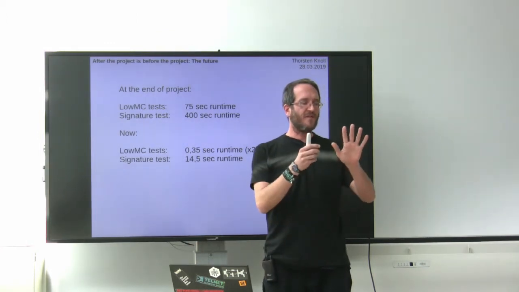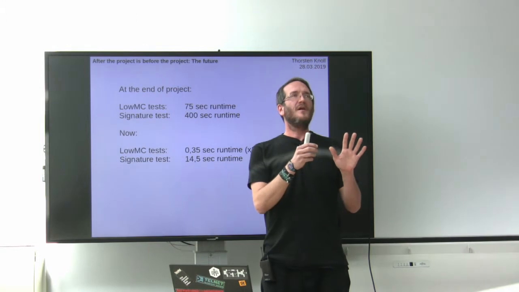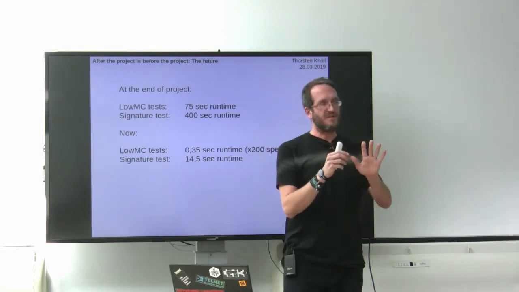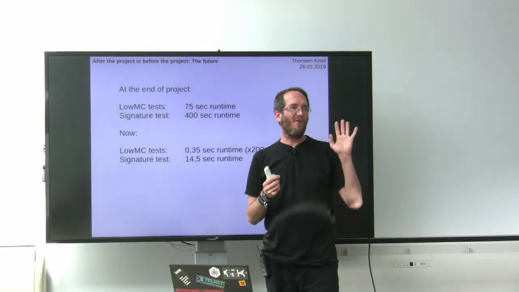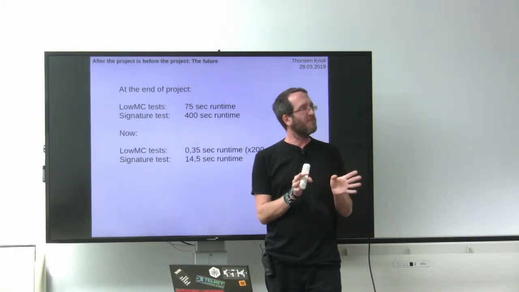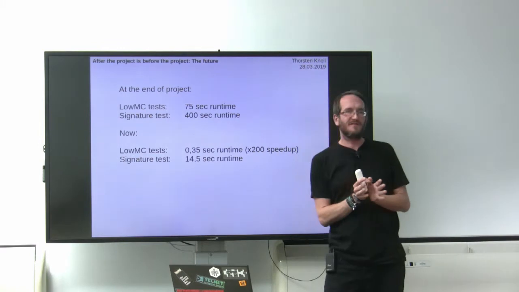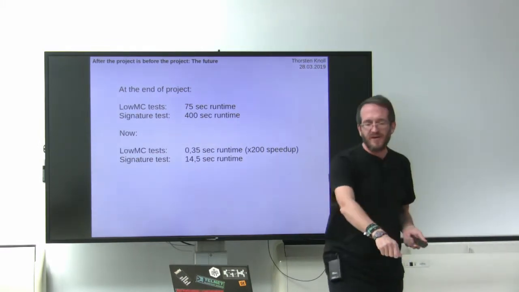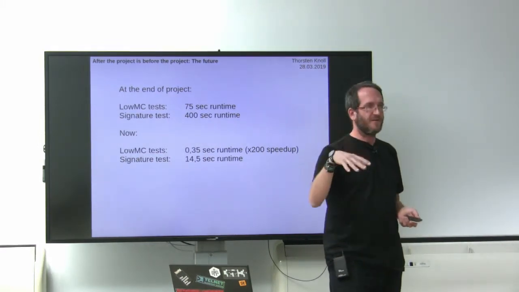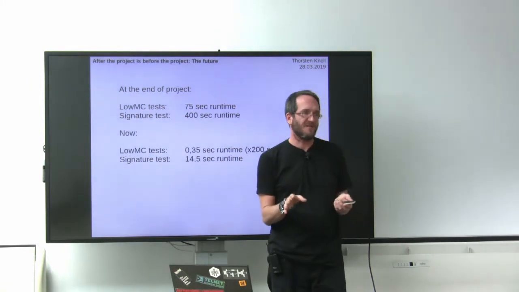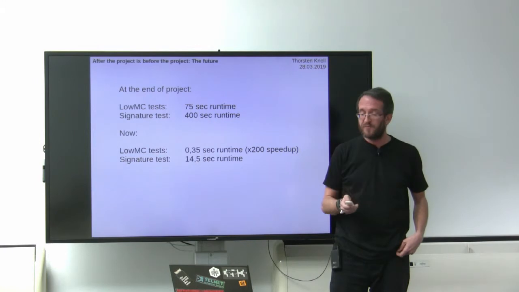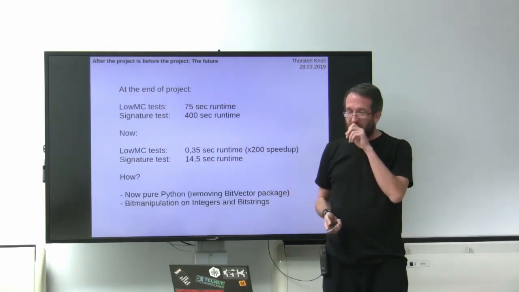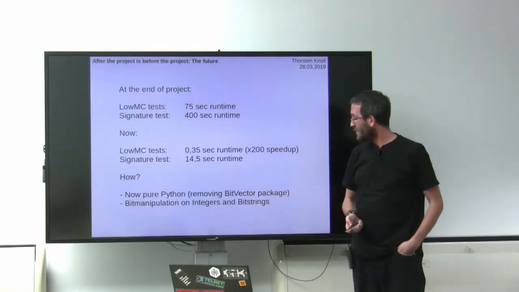What I say is that there are possible applications where you count 1, 2, 3, 4, 5 seconds for a signature and it would be okay. If I sign a document at my bank counter, it would also take 5 seconds. So I don't have a problem with 5 seconds, I have a problem with 400 seconds. It's now pure Python, I removed that BitVector package.